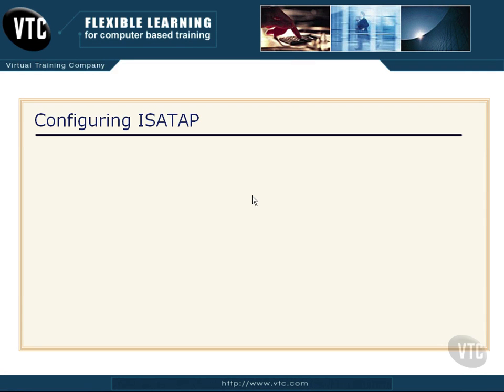Welcome to Configuring ISATAP. This is going to be part one of a two-part video. In part one, I want to talk to you about ISATAP, what it is, what it does, when we would use it, because it is an IP version 6 transition technology. Microsoft mentions configuring ISATAP explicitly in their objectives for this certification exam, so I want to cover that here.